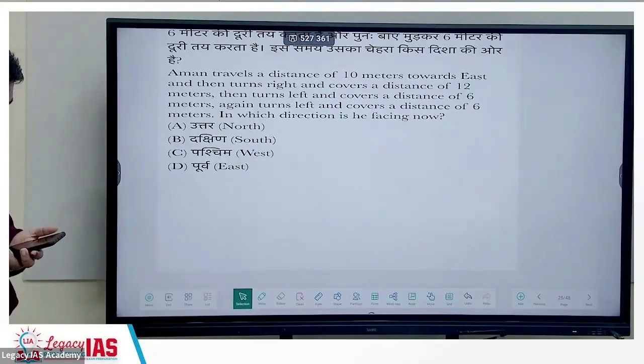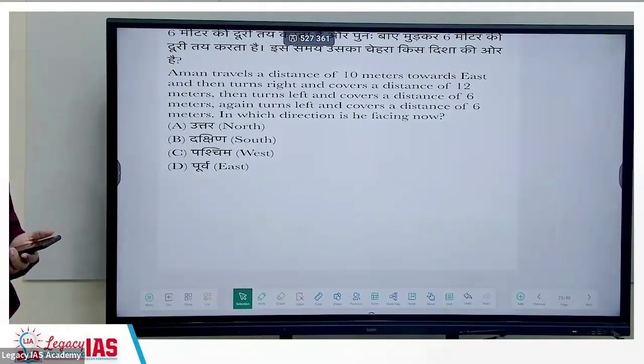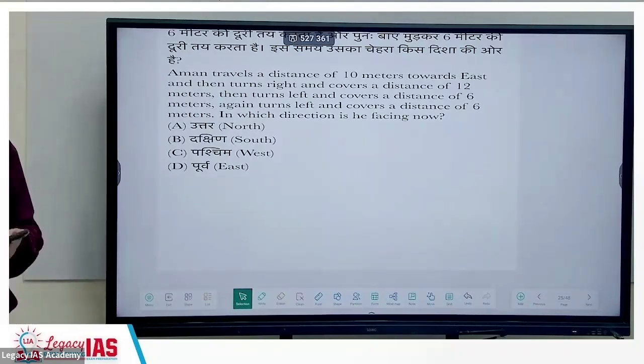Again, you are only asked the direction in which he is facing. So distances don't matter. Just see the initial direction, left, right, what they have taken. Just keep on cancelling out. 1L, 1R, cancel. Just see what remains.